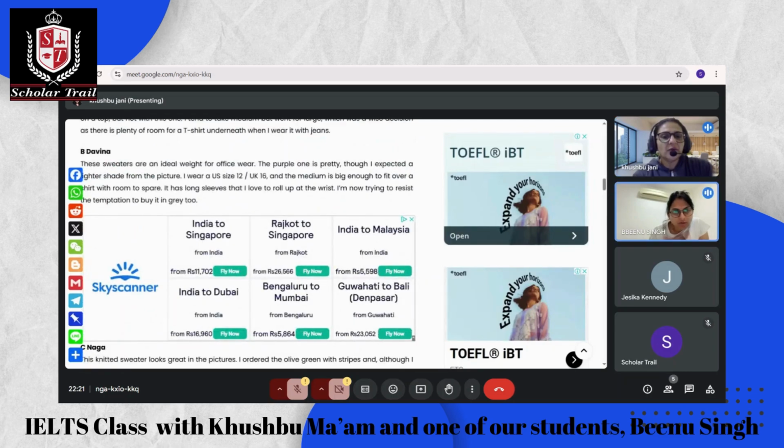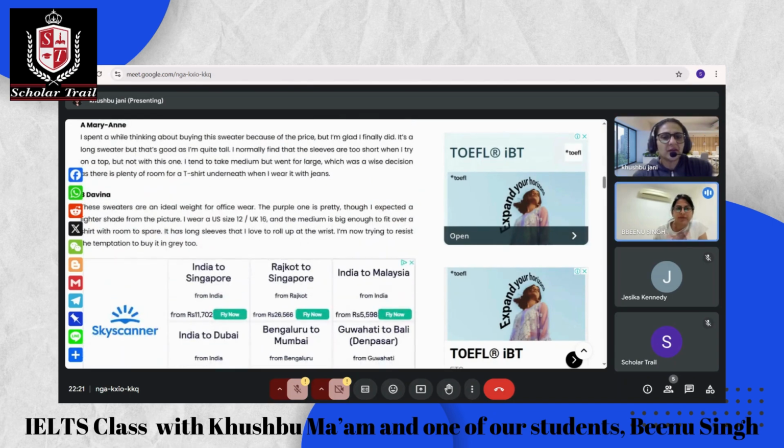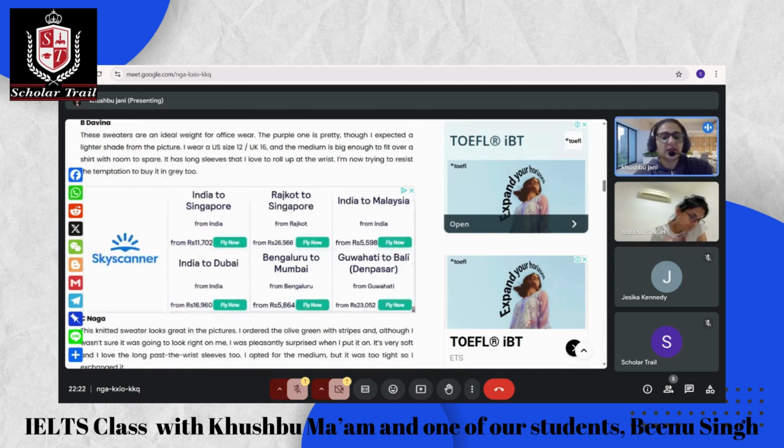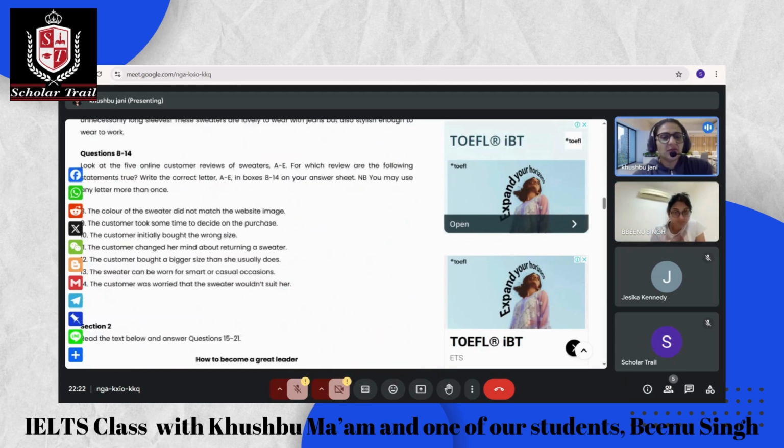The purple one, expected a lighter shade. B, I think. Yes, yes. The purple one is pretty, though I expected a lighter shade from the picture. Lighter shade, yes, you're right. So it's B. Okay, how about the next one?